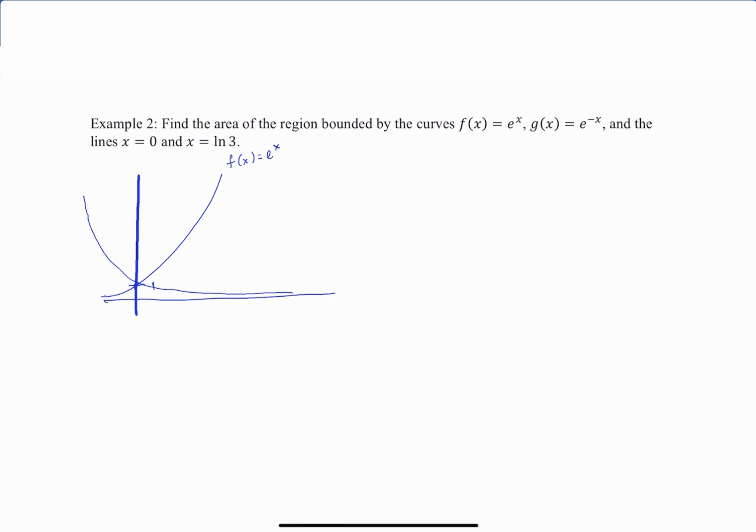Now we're looking at those curves between x equals 0, which of course is the y-axis, and x equals ln of 3. We don't need to know exactly what numerical value x equals ln of 3 has, although you could use a calculator and find out that it's a little bit over 1. And then the area we're interested in is the area of this region.